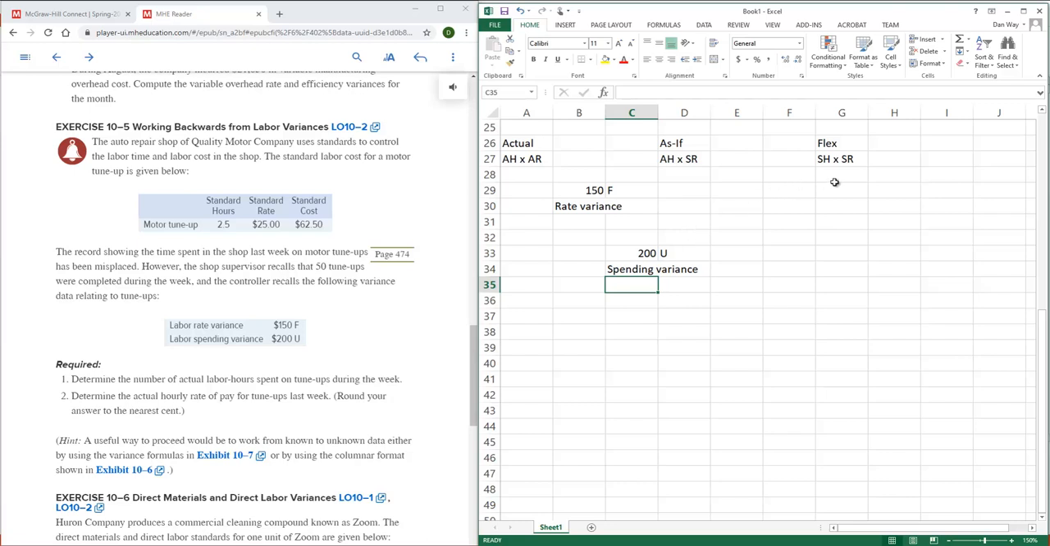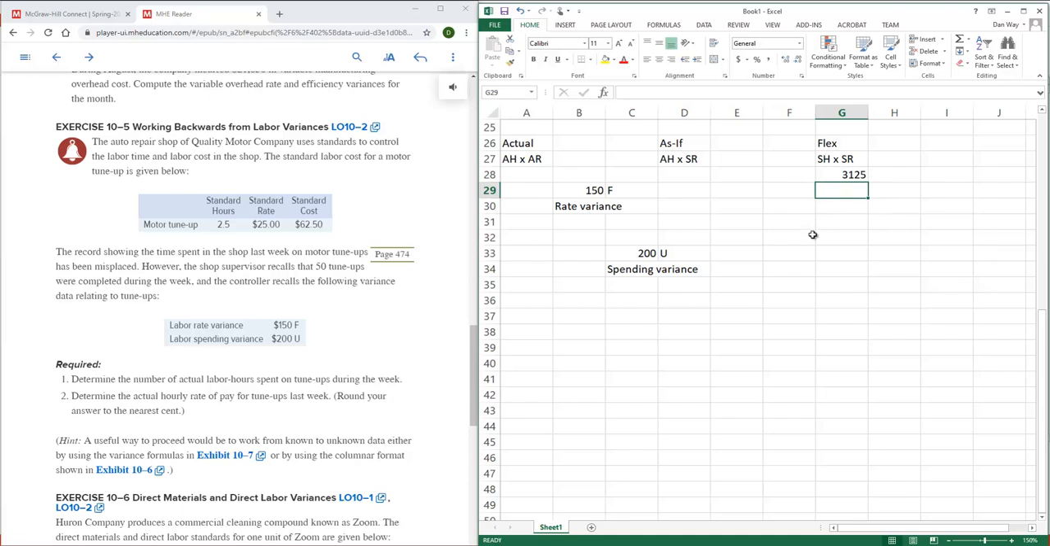So what we can start with is finding that amount that would be in, what equates to the flex budget over here. Want to make sure we're thinking about the actual level of output, so the 50 tune-ups. 50 tune-ups times the 2.5 hours they should take per tune-up would get our standard hours for our actual level of activity. And then if I multiplied that by my standard rate of $25, I could get my total expected cost here from the flex. We also could take the 50 tune-ups times that total standard cost of $62.50. Same thing. $3,125.